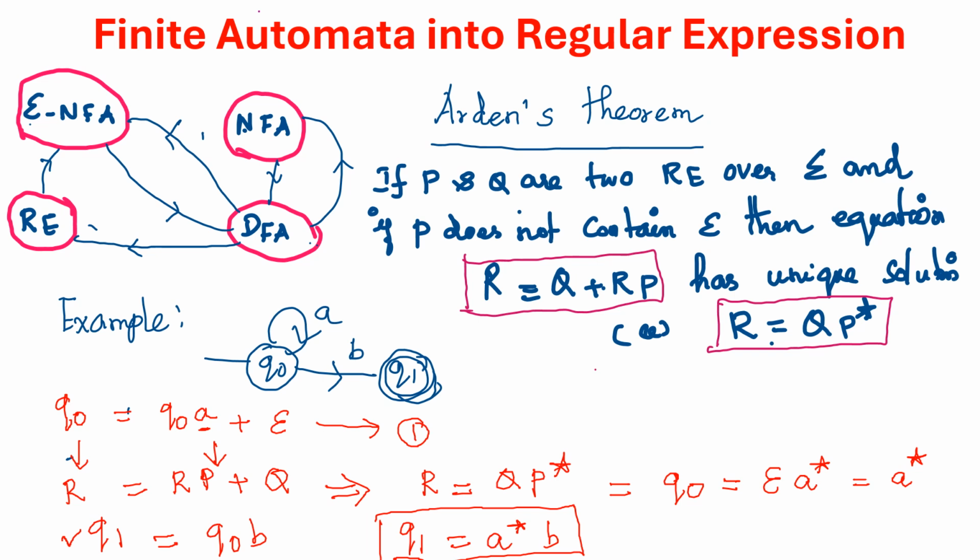First we have to form the equations Q0 and Q1. While forming the equation, we have to ensure any equation is in this format. If you are having the equation in this format, we can check P does not derive epsilon, then you can make it R is equal to Q P star. While writing the equation, you have to map what is R, what is P, what is Q. Based on that, we can simplify the regular expression. So this is the final solution for converting this finite automata into a regular expression.